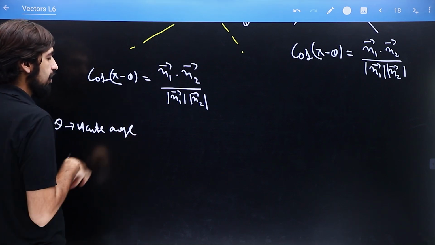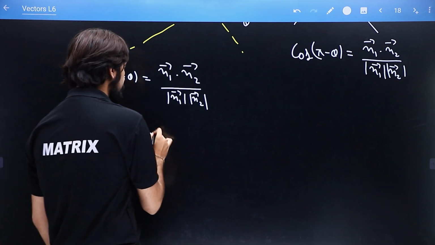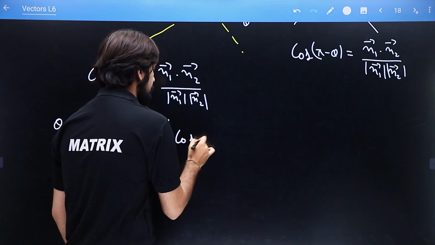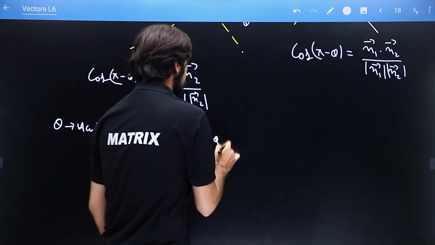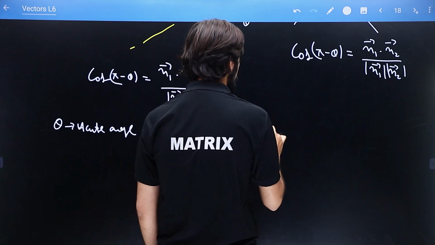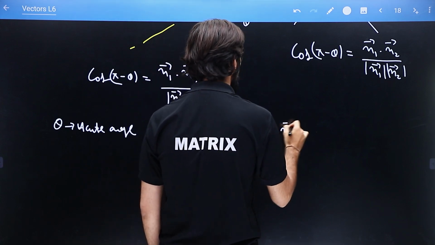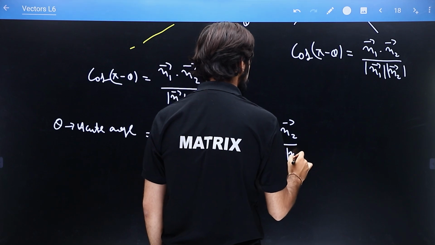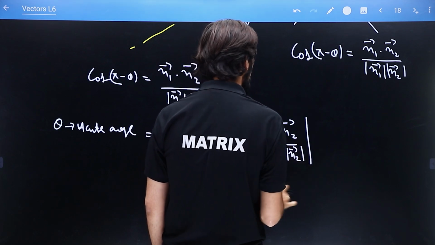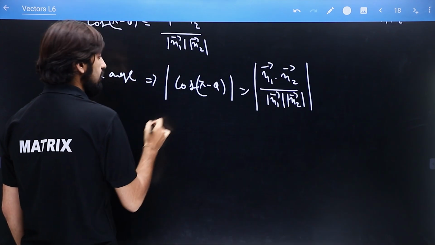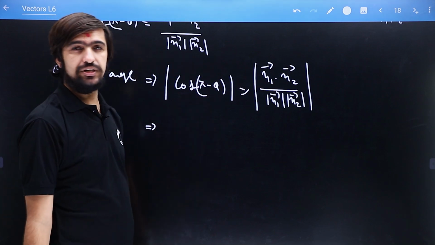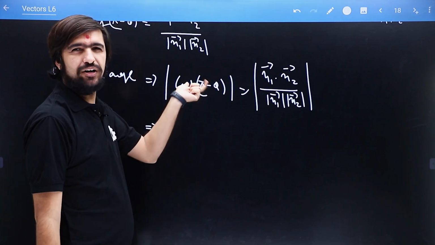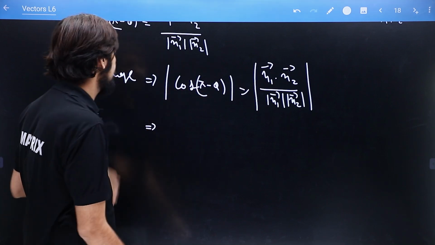If you are finding the acute angle, what will you do? You will take the mod of both sides. Cos(pi minus theta) is equal to mod of n1 dot n2 divided by mod n1 mod n2. Why? Because we always have to find the acute angle. So cos(pi minus theta) is minus cos theta, but the minus will become positive, and cos theta is always positive. Why? Because theta is an acute angle.